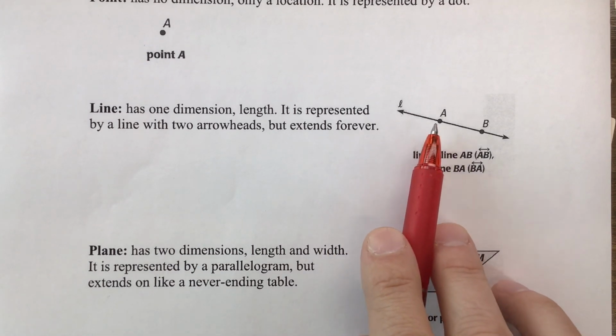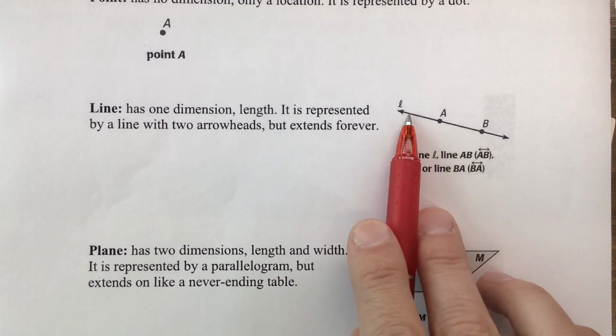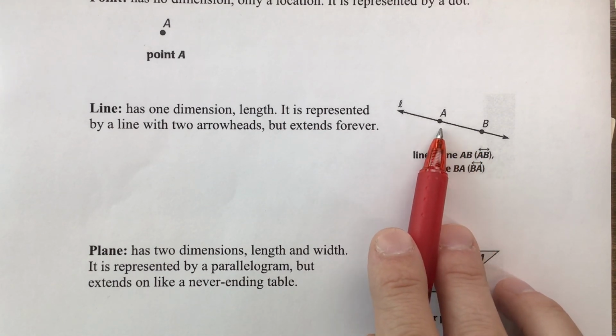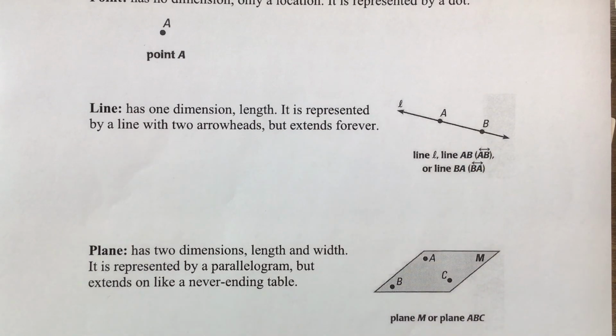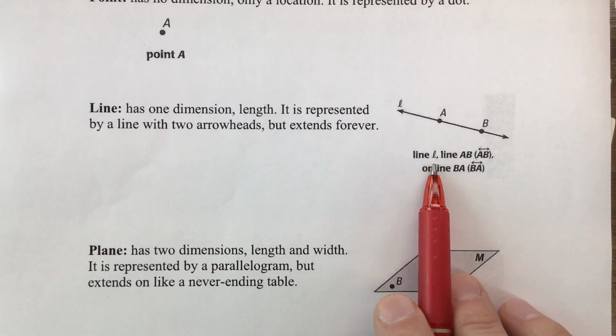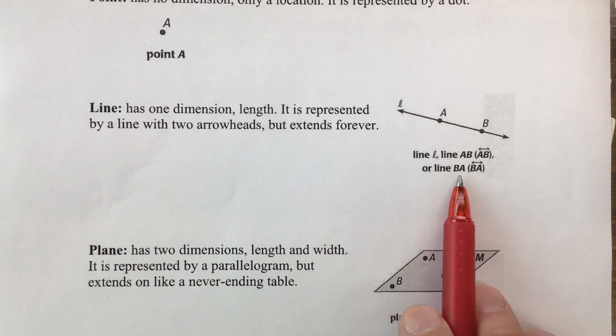Alternatively, you can use points that would be on the line. For example, this line, line L, actually has points A and B on it. So if you want to, you can choose two points that would be on the line, and you can use those to make a name. So what we have down here, you can write it as line L, using that script L that we got, or you can call it line AB. You can also call it line BA.